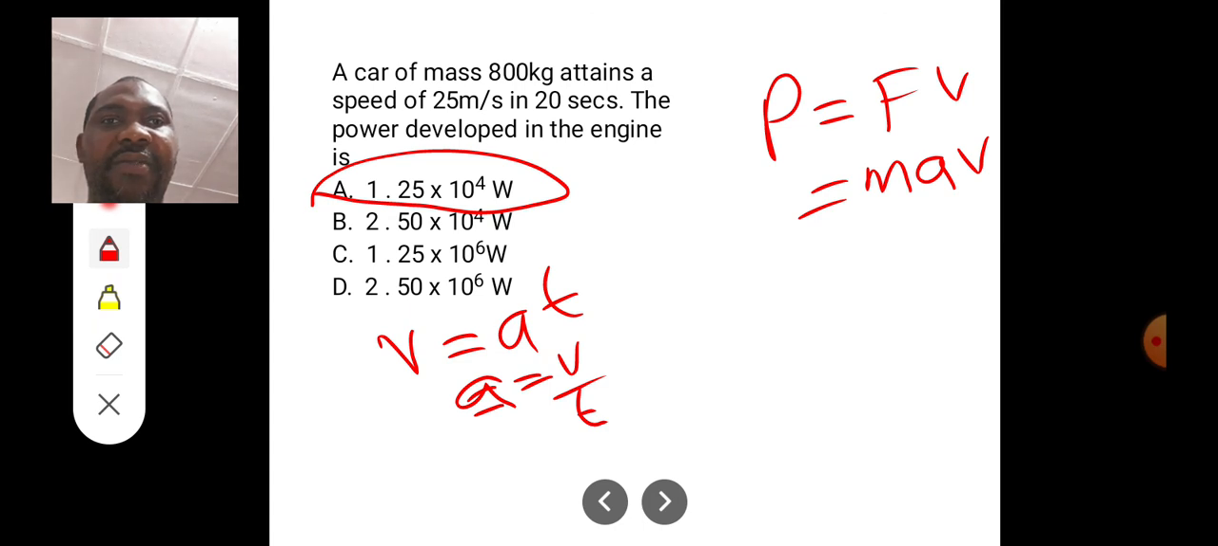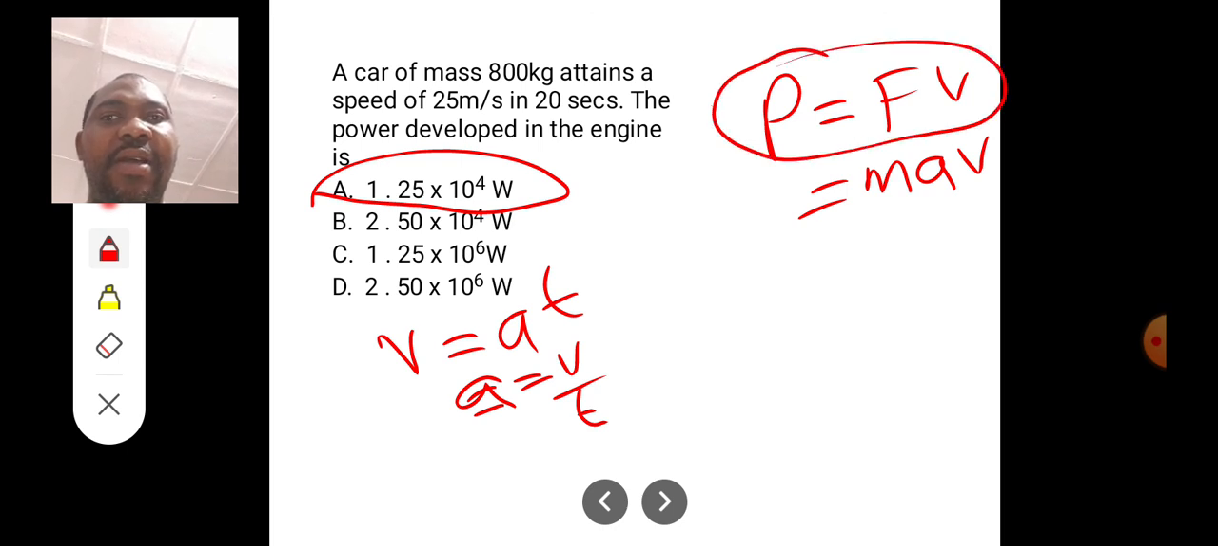This is beautiful. By the time you substitute it, you should be able to find power and you will get the same answer. But with what I've shown you, I think that's the best way to go about this. Since there's speed, velocity, you can find kinetic energy, then divide it by time. That's the best way to solve that question.